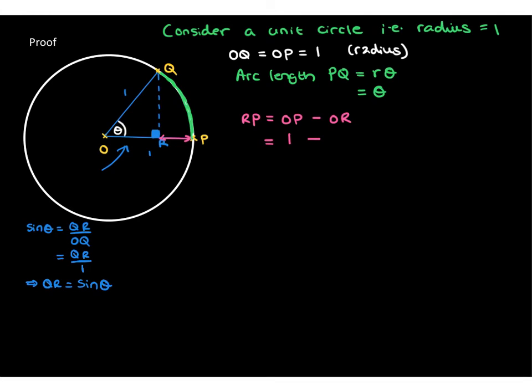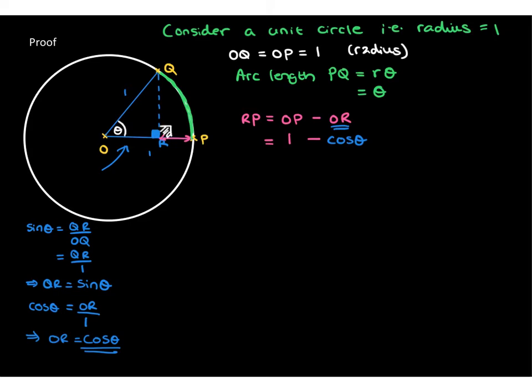And I can do something similar with cos theta. Cos theta is equal to the adjacent OR divided by the hypotenuse OQ, which is just 1. So I can rearrange this and it will tell me that OR is equal to cos theta. So that's quite useful coming back to here. OR is the same as cos theta. So I now know that RP is equal to 1 minus cos theta.